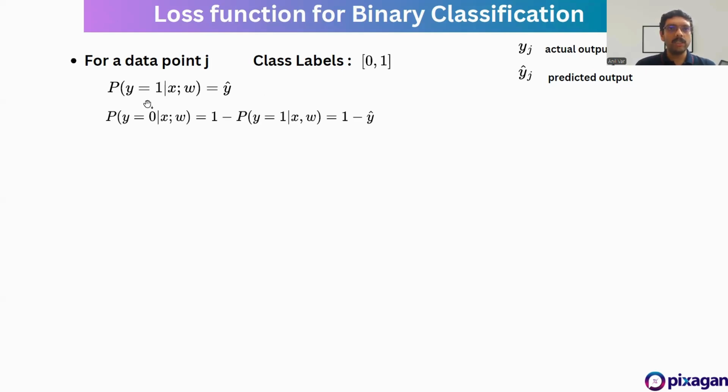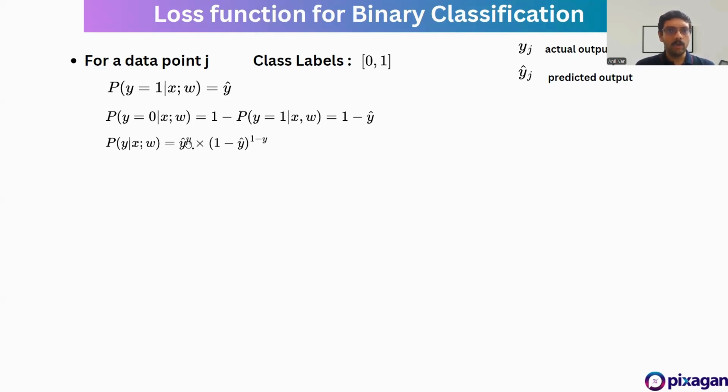Which means the probability that it is 0, because there are only two classes, 0 and 1, is 1 minus the probability that it is 1, for the same inputs and parameters. So it's 1 minus y hat. Now what are we trying to do? We're trying to get a more general version. If we say probability of y given x and these parameters, you can write it as y hat to the power of y times 1 minus y hat to the power of 1 minus y. Why does this work?